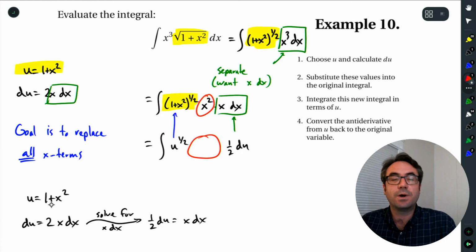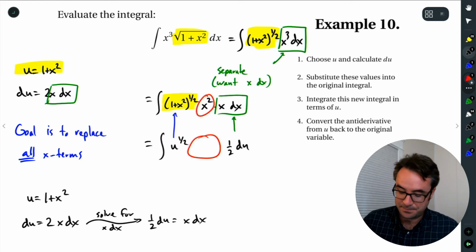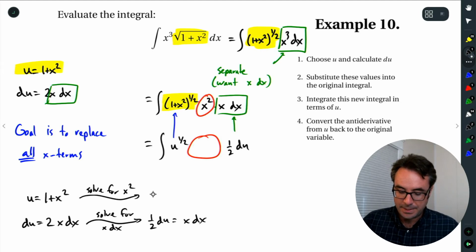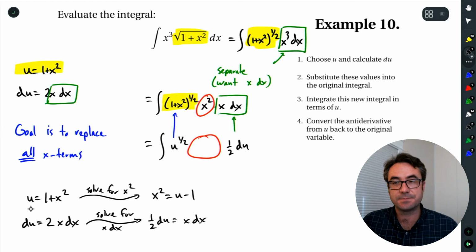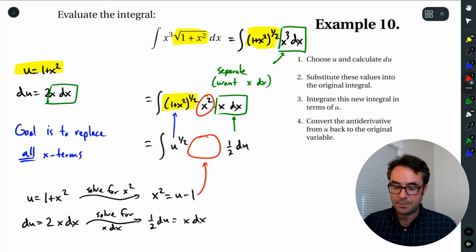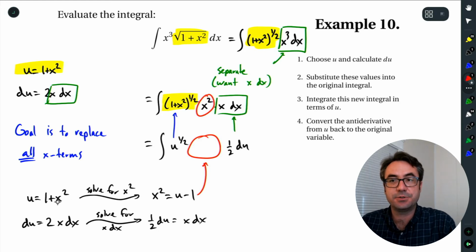We have u equal to 1 plus x squared, and we want to know what x squared is. Sometimes you have to work with this equation. In this case, we can solve it for x squared. If we subtract 1 from both sides, we get x squared is equal to u minus 1. And that's what's going to go right in here, because based on our substitution, x squared is equal to u minus 1.